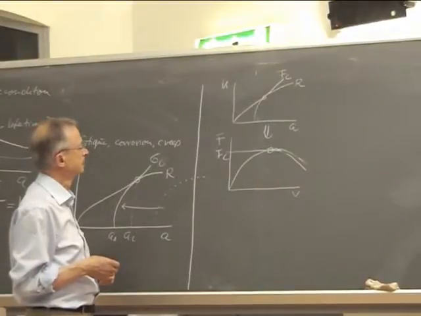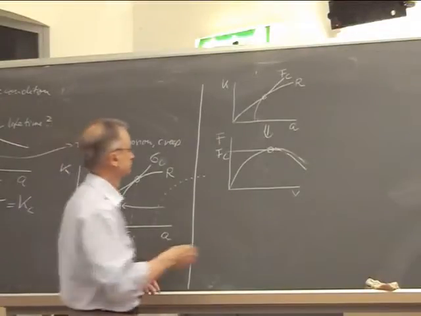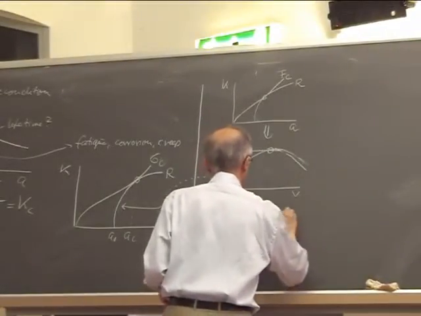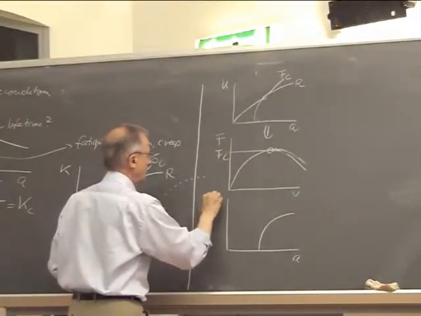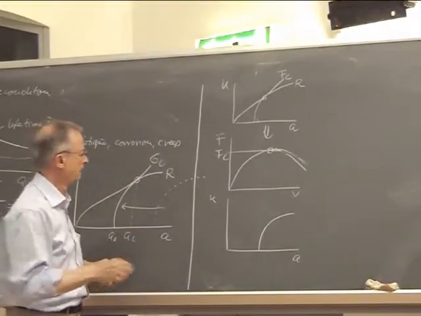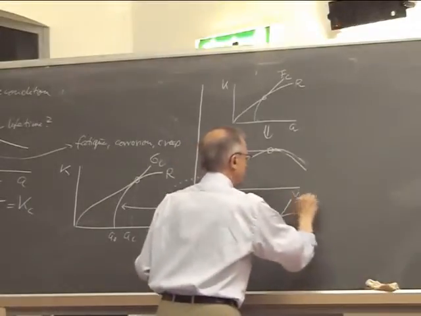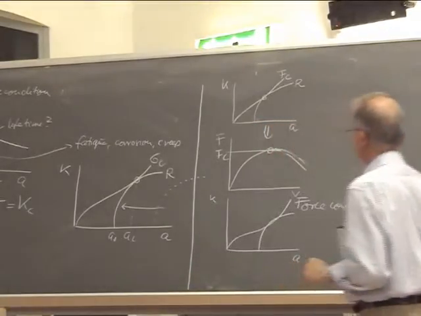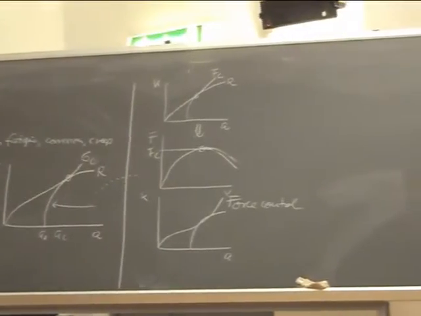And the reason is the behavior of the crack driving force curve. So this is A, and here I have my R curve, and here I have the crack driving force, in whatever terms, say K or J or G, it doesn't matter. So under force control, we have this behavior. So the driving force increases with crack size.